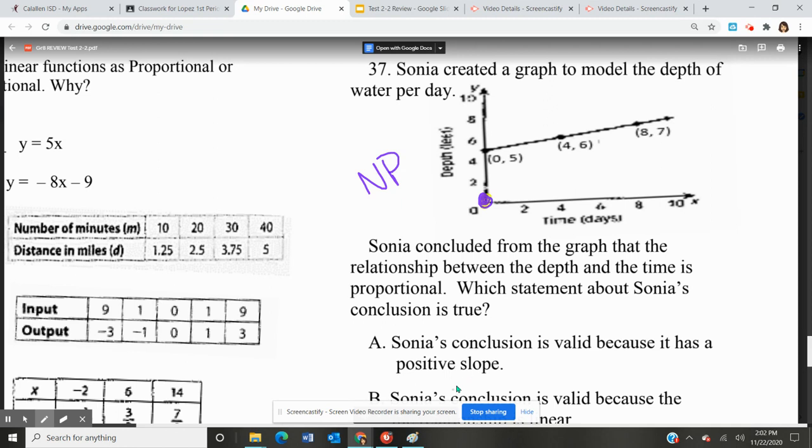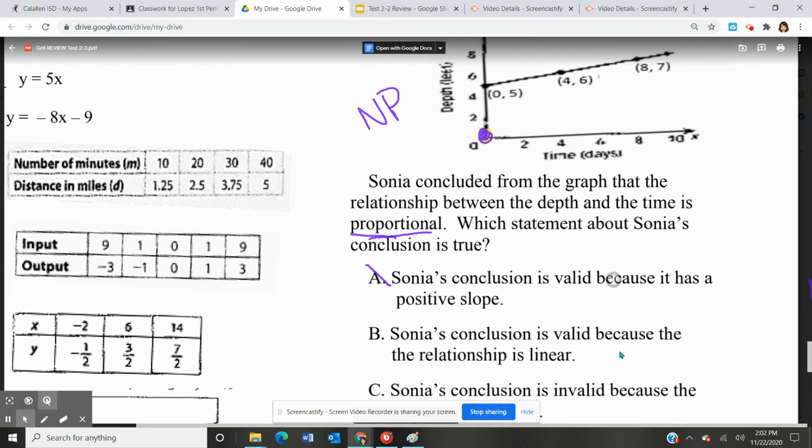So, therefore, looking at letter choice A, Sonia's conclusion is valid because it has a positive slope. Well, in order for it to be proportional, it can have either a positive or negative slope. So this is not true. That does not conclude that it is proportional.